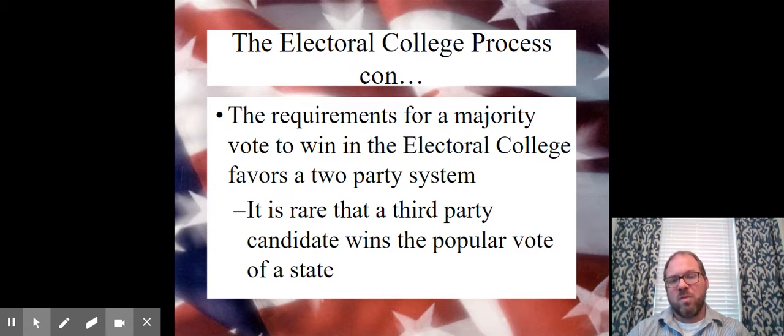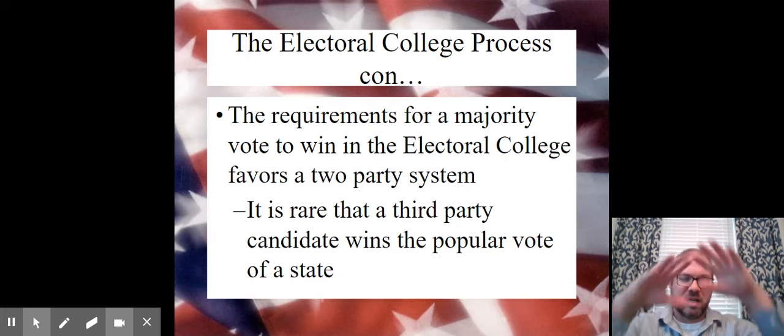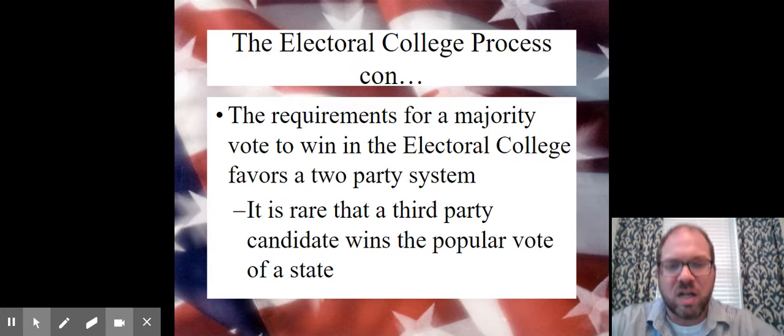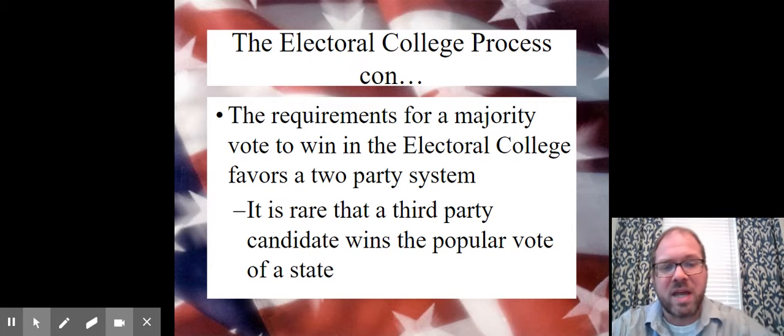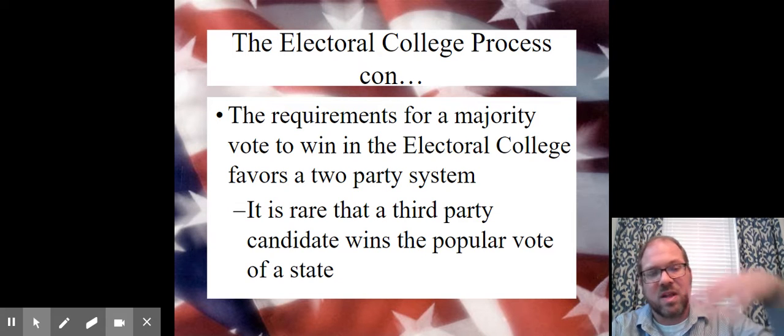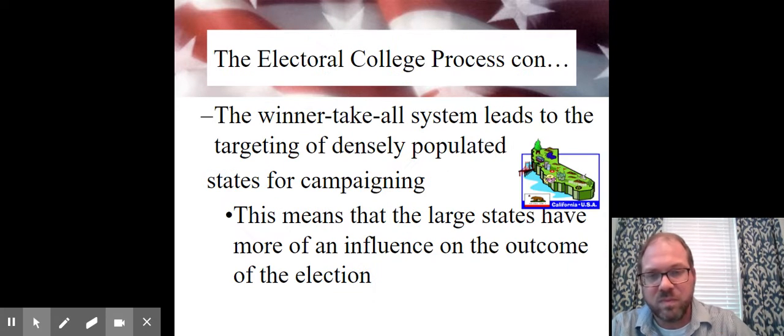The requirement for a majority vote to win in the Electoral College will favor a two-party system, because they're the only political parties that can function within the Electoral College in a sense to get enough votes to reach 270. That number is so important. 270, you win. It's very, very rare that a third-party candidate can win the popular vote of a state, so they don't get any electoral votes.